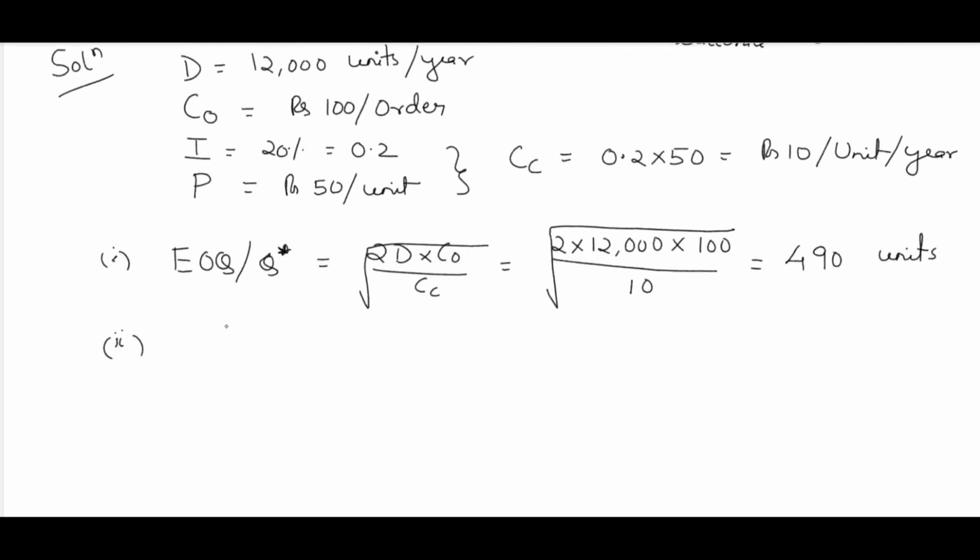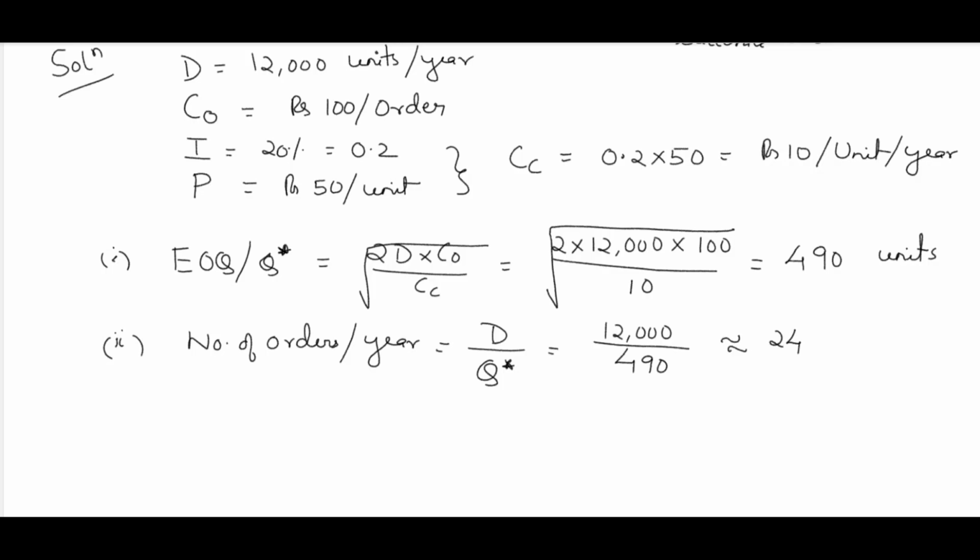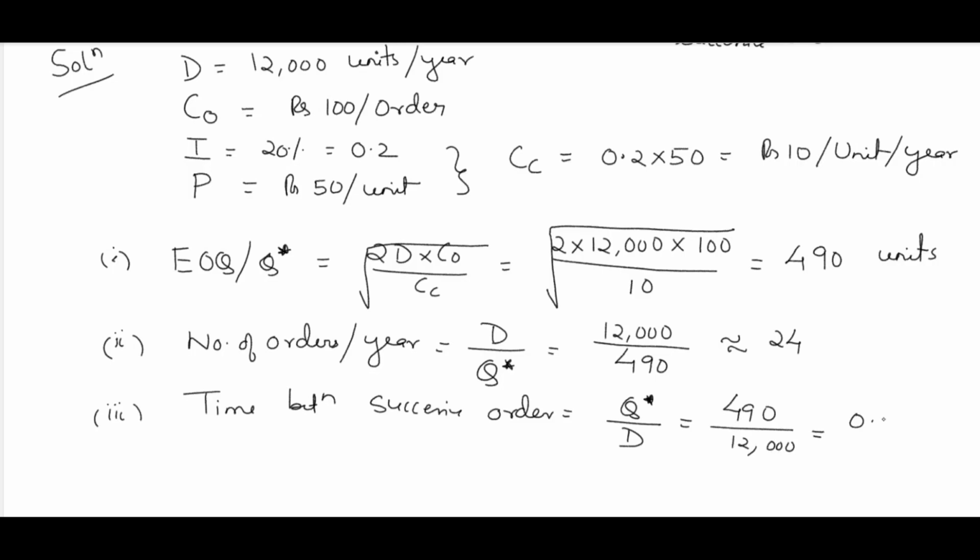Second is the number of orders per year. It is equal to D by Q star. So demand is 12,000 divided by Q star, which is 490. It will come to around 24 orders per year. Third is the time between successive orders. That is just the reciprocal of this: Q star by D, equal to 490 divided by 12,000. It is around 0.04 year. If you convert it into months, it will be around 0.48 months. So this was all about your simple EOQ model.